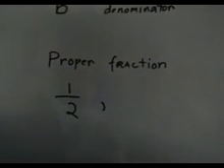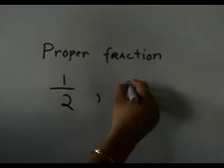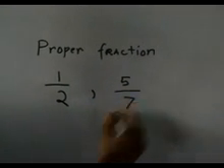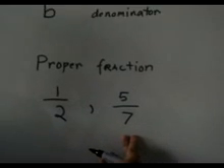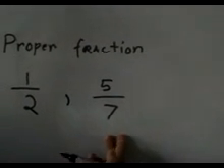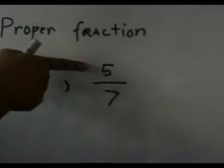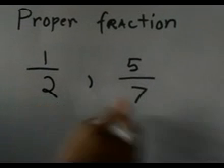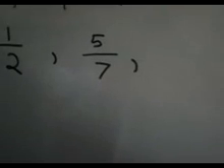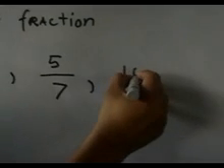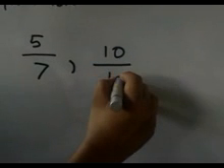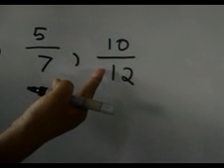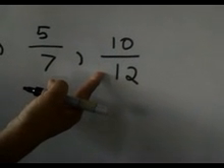Another example of a proper fraction is 5 over 7. This is also a proper fraction. Notice that the numerator is less than our denominator. Another example of a proper fraction is 10 over 12. This is an example of a proper fraction.